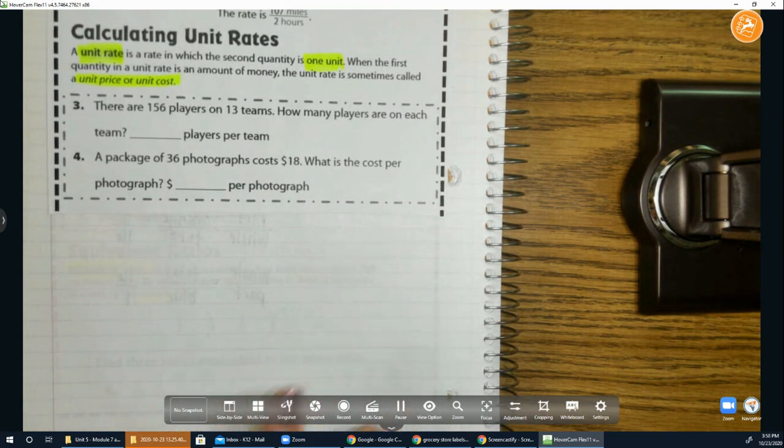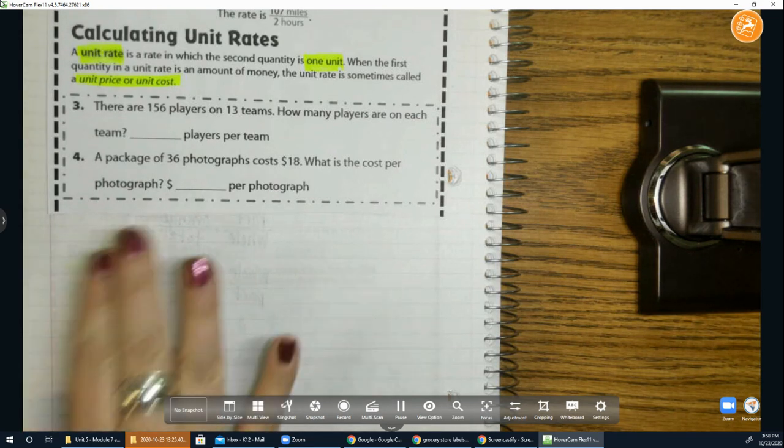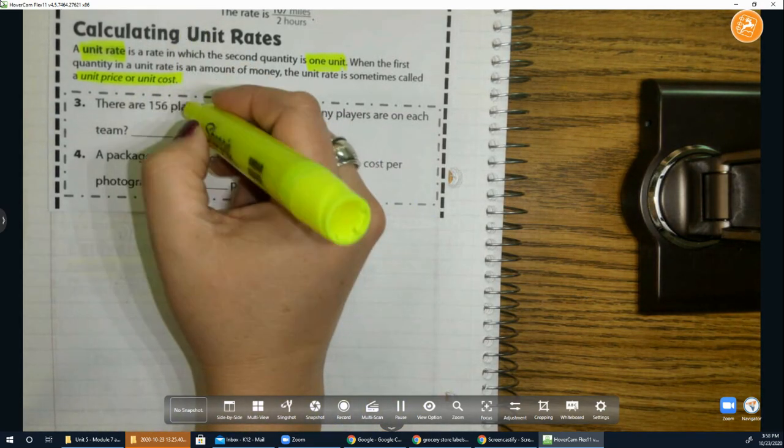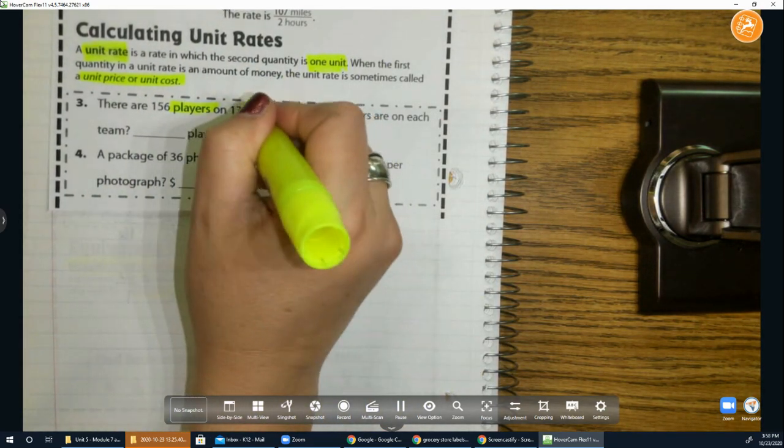So here we go. There are 156 players on 13 teams. How many players are on each team? Okay, so I'm going to come down here. Again, I'm comparing two quantities. I'm looking for words. What am I comparing? I should not be looking for numbers yet. So if I look, I'm comparing players and teams.